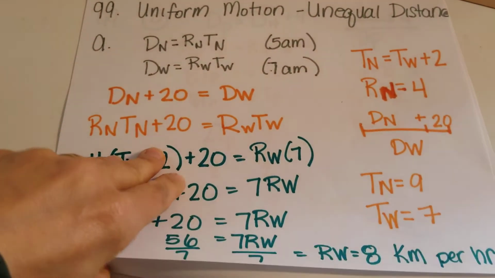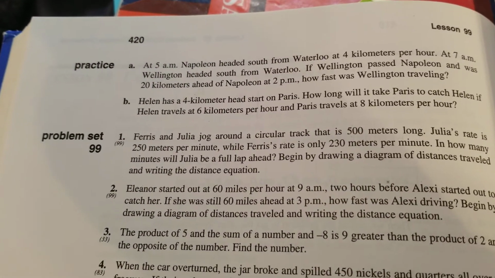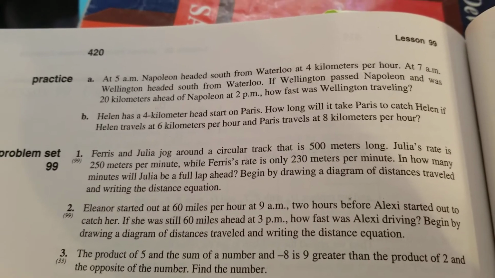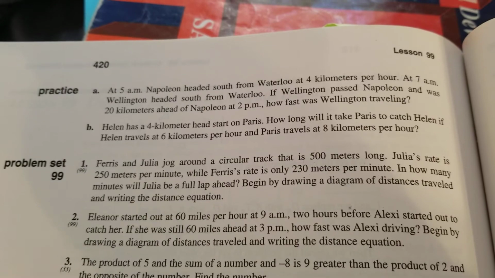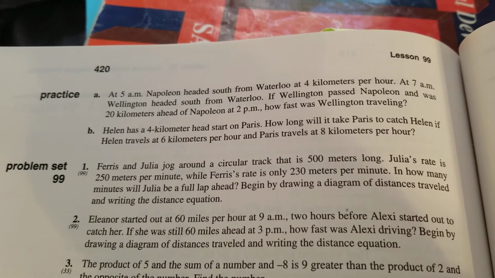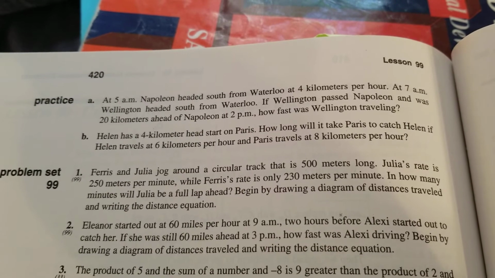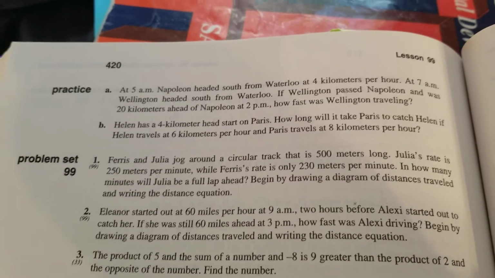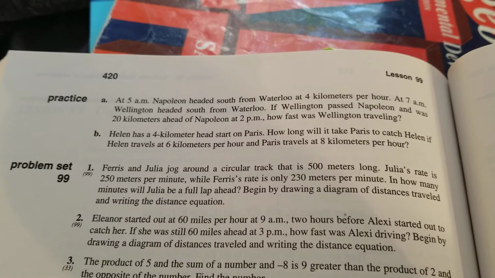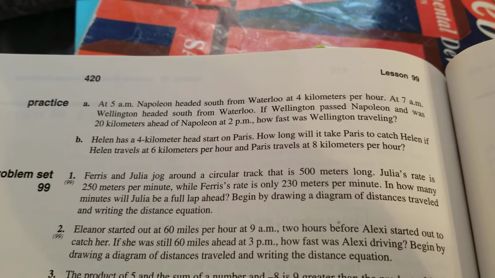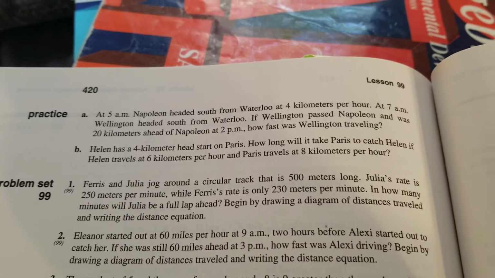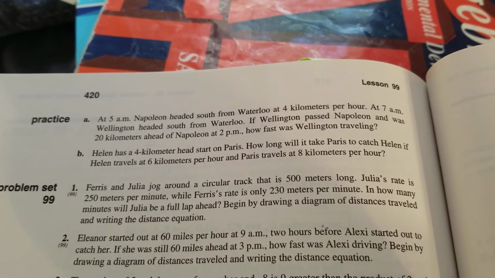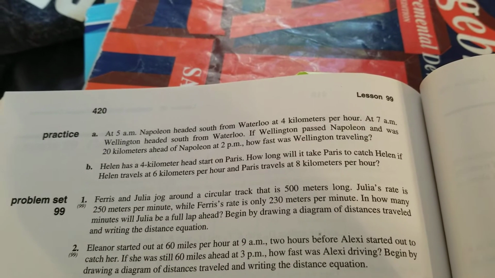All right, and then the next one. So I go back to reading. Helen has a 4-kilometer head start on Paris. How long will it take Paris to catch Helen if Helen travels 6 kilometers per hour and Paris travels 8 kilometers per hour? So somebody has a head start. Helen has a head start, so she's ahead. And so then Paris is going to start joining in.